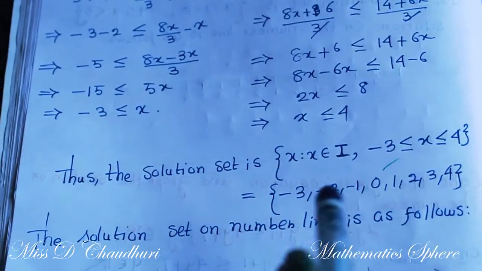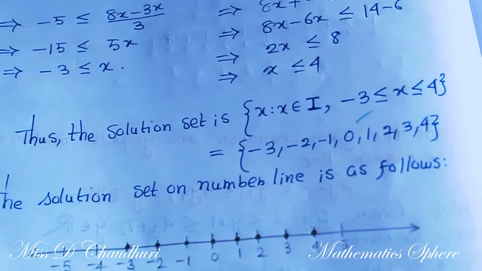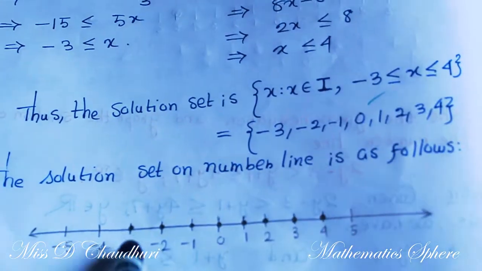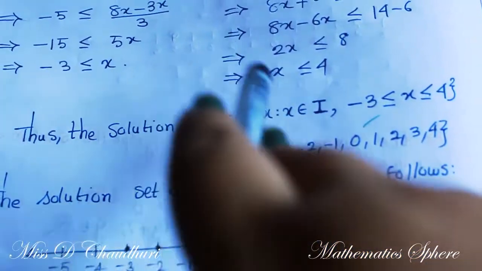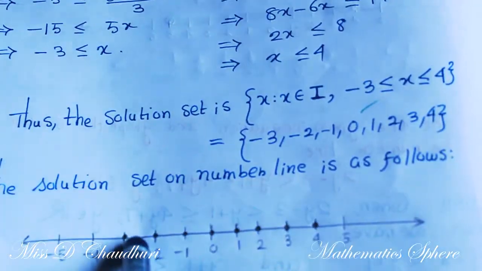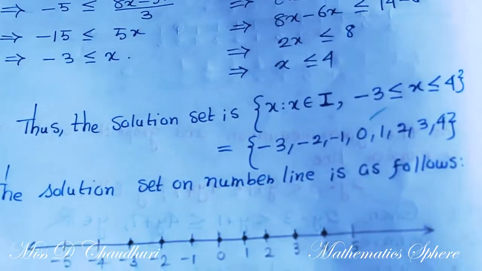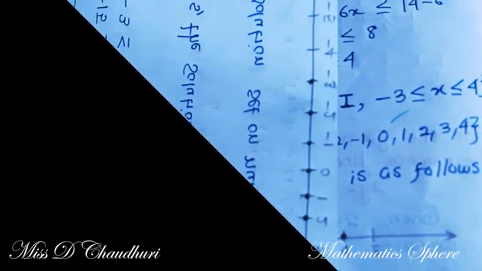Now when we plot it on the number line, you just draw the number line, take the negative part, positive part, and as it is integer, not real, the middle numbers will not come. You just put dots on these values: -3, -2, -1, 0, 1, 2, 3 and 4. Okay, easy. Next let us see some problem sums.